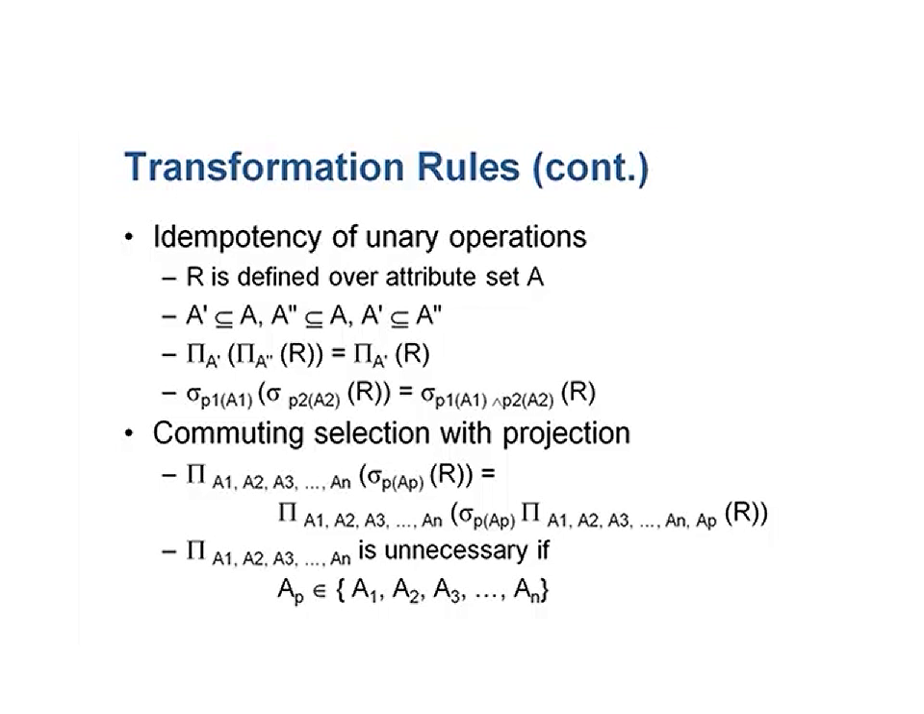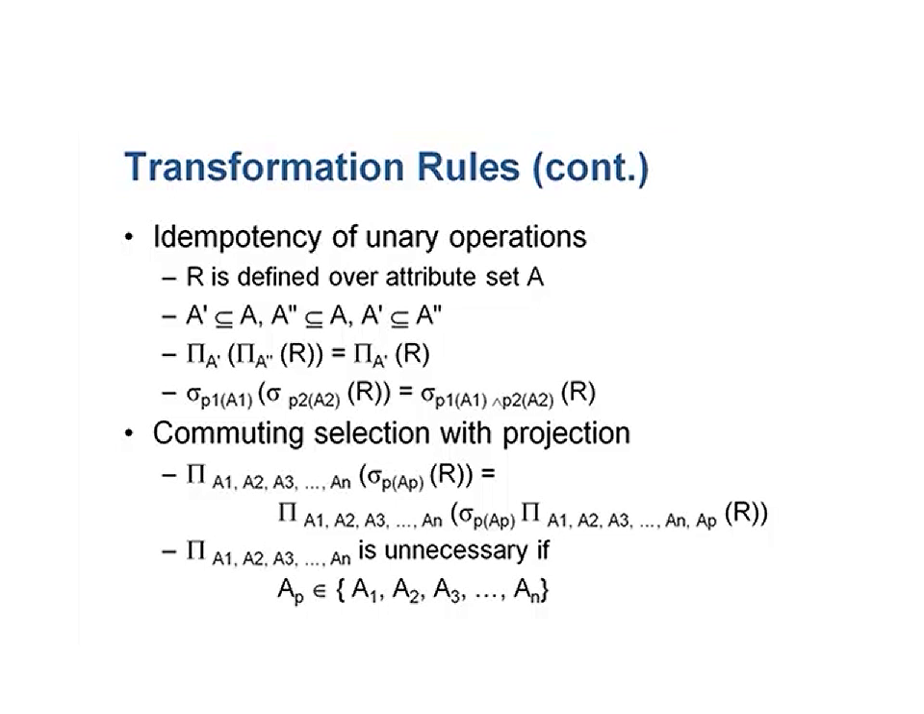Similarly, if we have two sets of selections on one table, instead of representing them as two selections, we can transform them to be an and of the two selection criteria on that table. Much faster operation. We have commuting selection with projection. So if we're projecting columns A1 through AN after selecting based on some predicate of table R, we can actually push the projections in to table R.